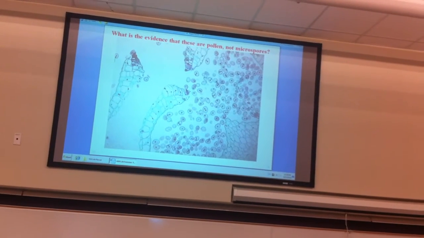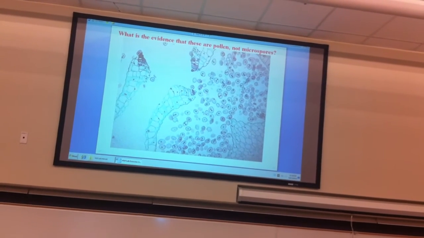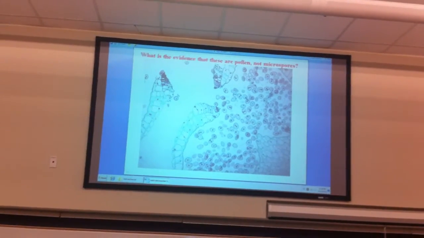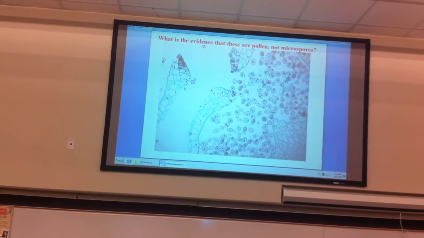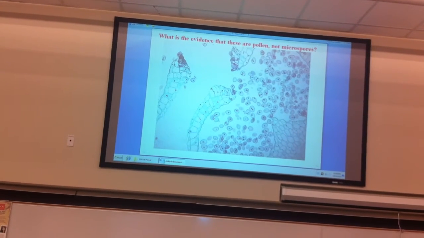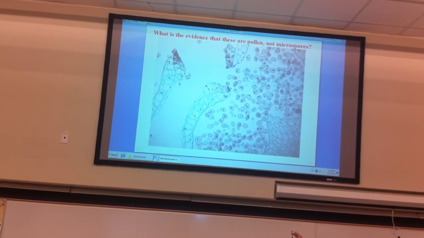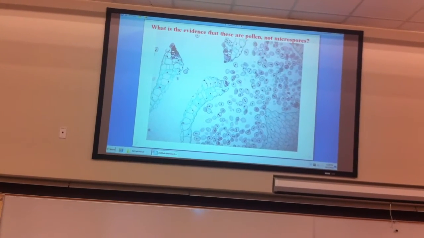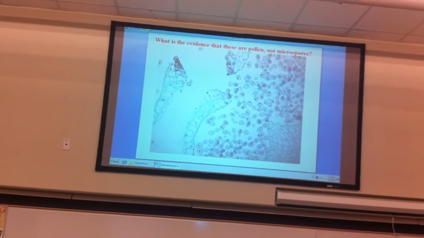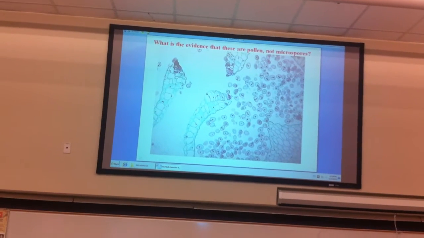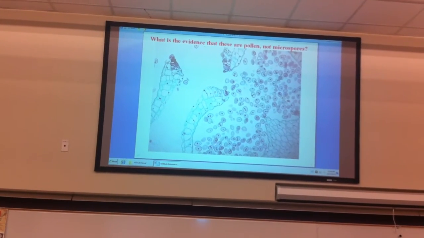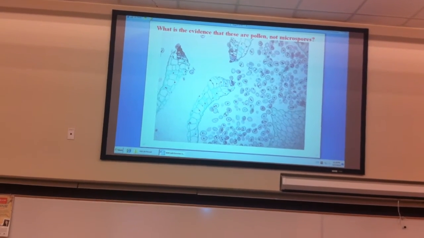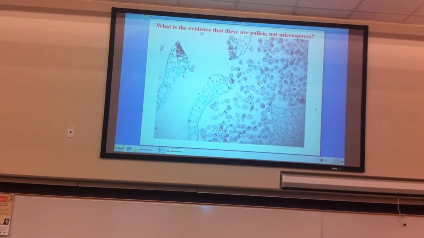So the question: what's the evidence that these are pollen but not microspores? Just by looking at it, there are two nuclei. So they can't be microspores, because microspores by definition are only single cell, single nucleus. Ultimately there will be three, but the point is that these are lost from the anther, and they have two cells. So they're pollen.